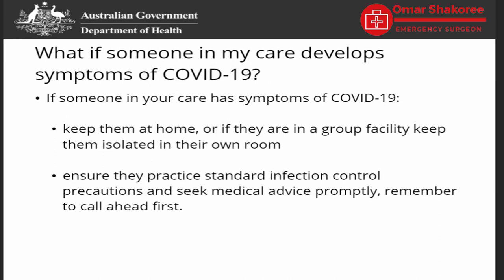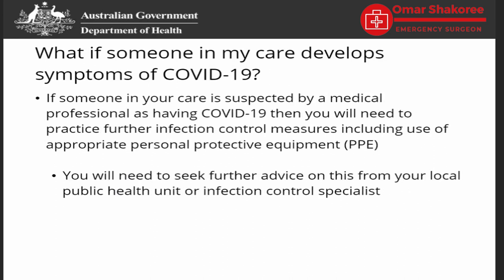What if someone in my care develops symptoms of COVID-19? If someone in your care has symptoms of COVID-19, keep them at home, or if they are in a group facility, keep them isolated in their own rooms. Ensure they practice standard infection control precautions and seek medical advice promptly. Remember to call ahead first. If someone in your care is suspected by a medical professional as having COVID-19, you will need to practice further infection control measures, including the use of appropriate PPE, which is personal protective equipment. You will need to seek further advice on this from your local public health unit or infection control specialist.